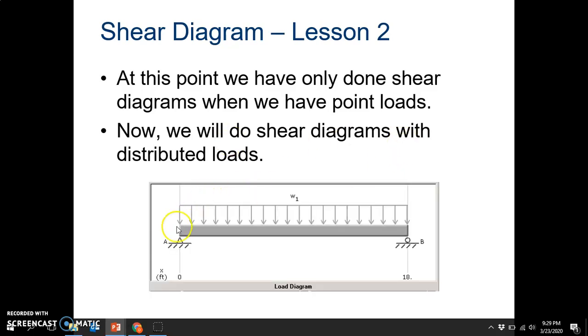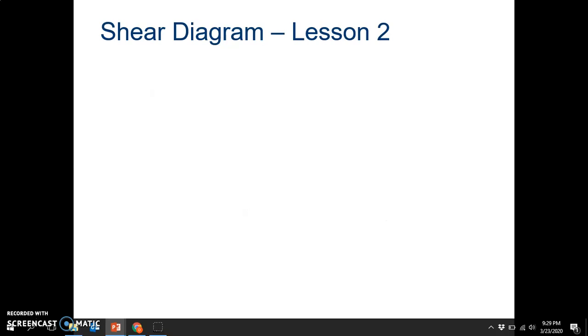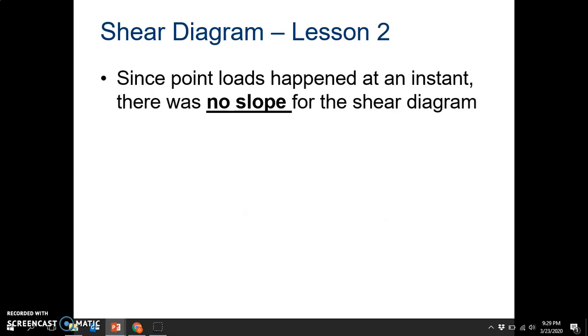So you have your beam right here, and you have your supports on either end, and then you have a distributed load, which you guys should know is a uniform load measured in pounds per linear foot or kips per linear foot.